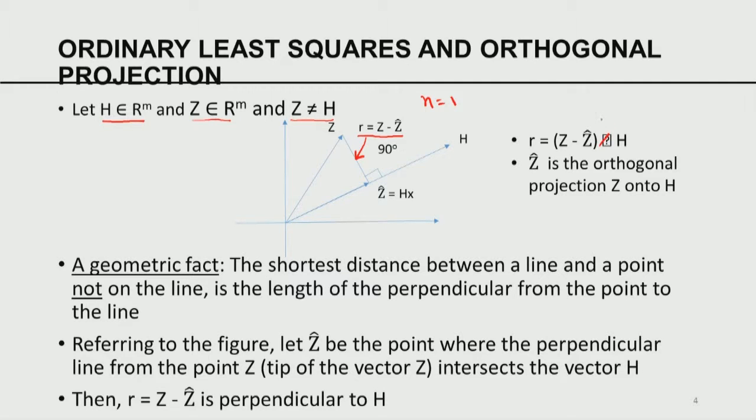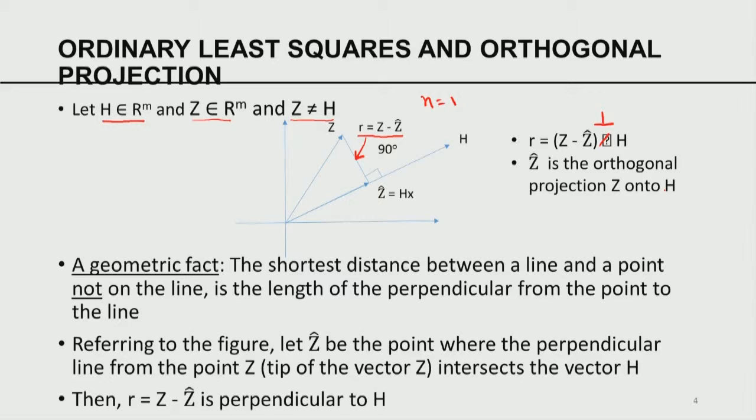Therefore, here I am requiring my R, which is the residual. You remember the residual we talked about when we talked about least square solution. Z minus Z hat is the residual, or the error in the projection, and it must be perpendicular or orthogonal to H. Z hat is the orthogonal projection of Z onto H.